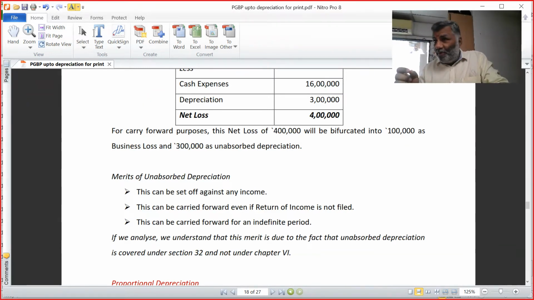Many of you think only of advantages. There are disadvantages also. Presumptive computation: all expenses under sections 30 to 37 are deemed to have been allowed. So, unabsorbed depreciation brought forward is deemed to have been allowed, because it is said in section 32.